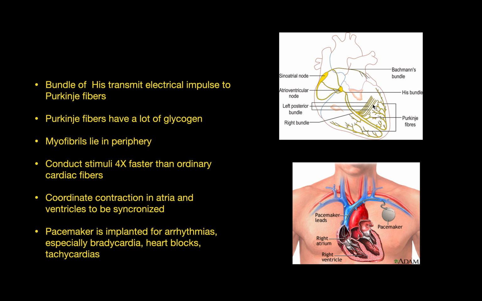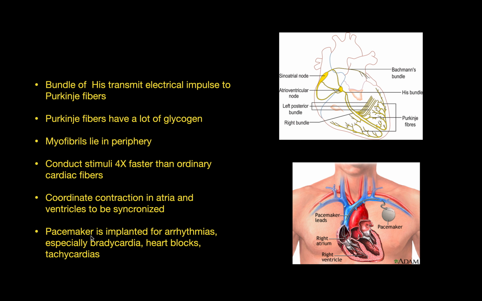Why? Because it has to coordinate the contraction between the atria and the ventricles, and the ventricles are much larger, so the impulse has to pass faster to cover a lot more space so that the atria and the ventricle contractions can be synchronized.